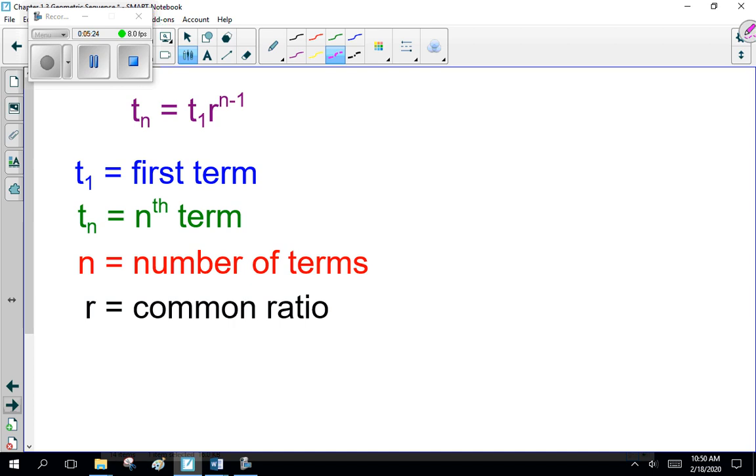Now, so this is the entire lesson right here. T to the n is t to the 1 times r to the n minus 1. T to the 1 is first term, t to the n is the nth term, n is number of terms. R, the only thing new-ish is r, our common ratio. This formula is right on our formula sheet. You don't even have to memorize it. Thank you for getting your formula sheet out.